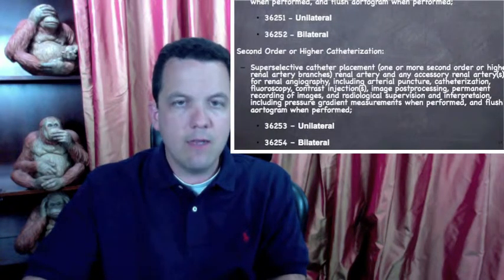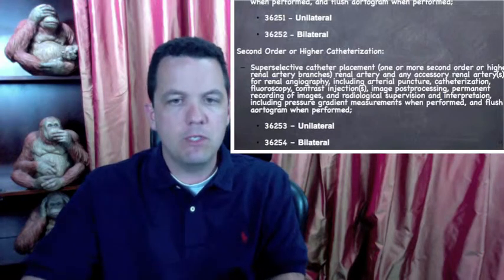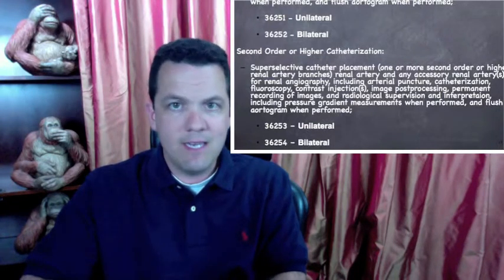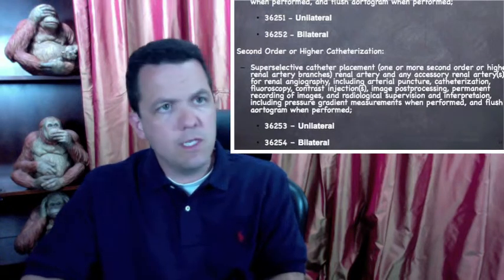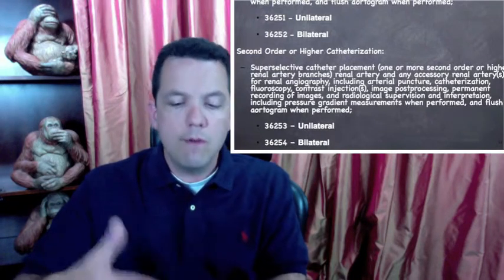The second set of codes on the bottom here, the 36253 and 36254, are only used if the doctor goes into a second order or higher catheter position within the renal arteries. This is not that common. However, these codes were created to allow physicians to get a little extra compensation when they make the extra effort of going into a second or a third order catheter position in those renal arteries.